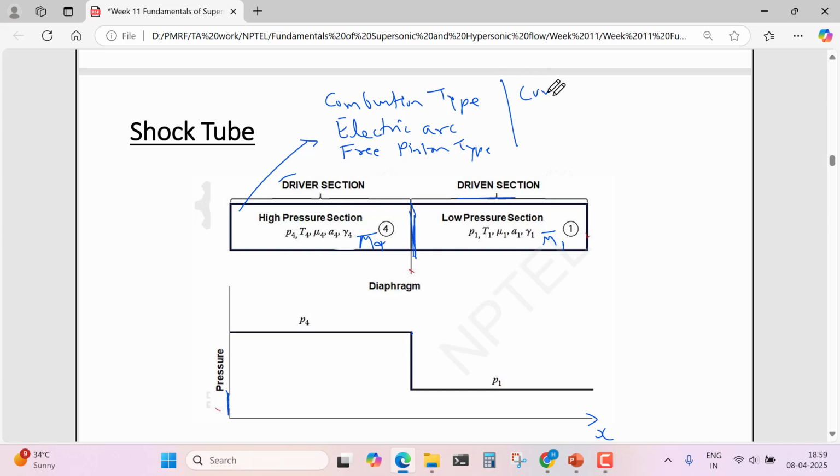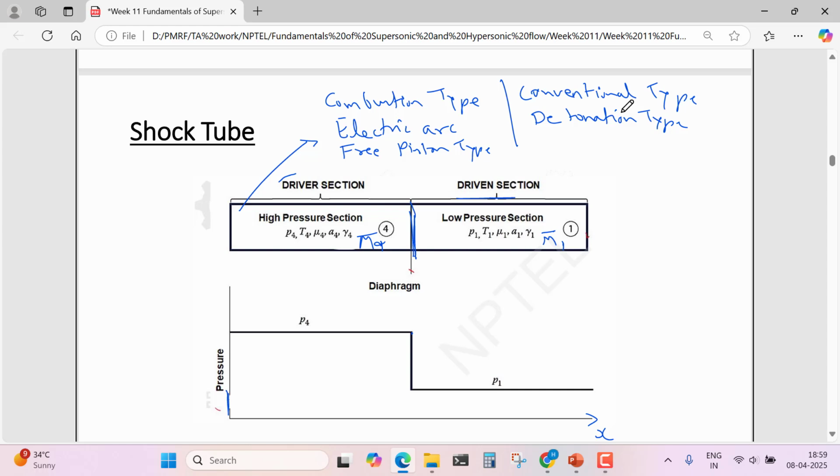There is also the conventional type. In conventional type, we don't heat the gas, we directly fill the high pressure gas and it will be used for bursting the diaphragm. And there is also one detonation type, where we use a detonation wave to heat the gas.